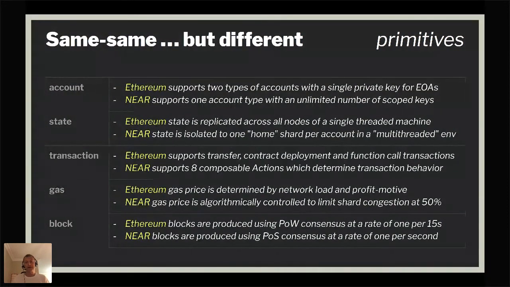In terms of blocks, Ethereum uses proof of work at the moment, proof of stake forthcoming, at a rate of one block per 15 seconds. NEAR is proof of stake consensus at one per second. So a little bit snappier, faster finality as well. Instead of, I don't know, how many minutes Ethereum is taking right now for finality, NEAR is like 3-second finality, basically. And then you can wait, obviously, for more confidence there.